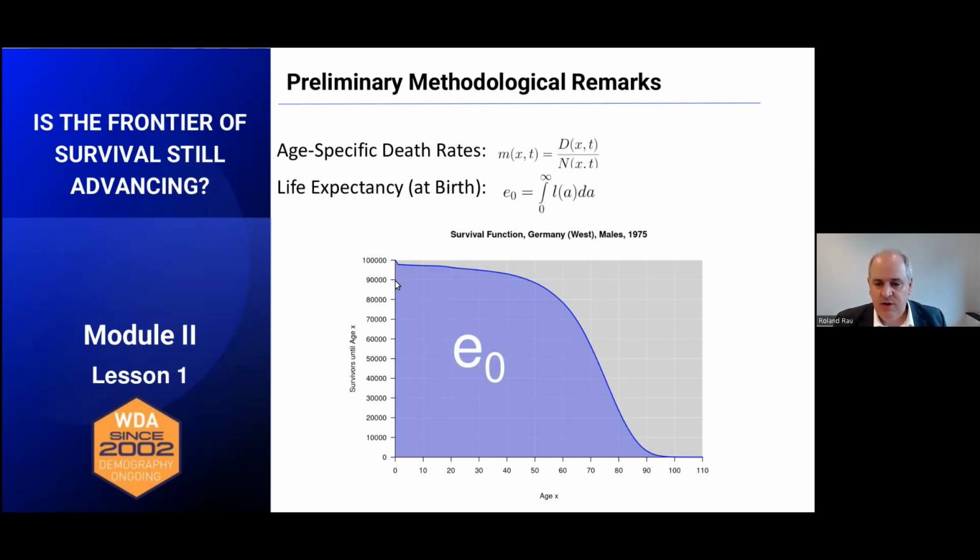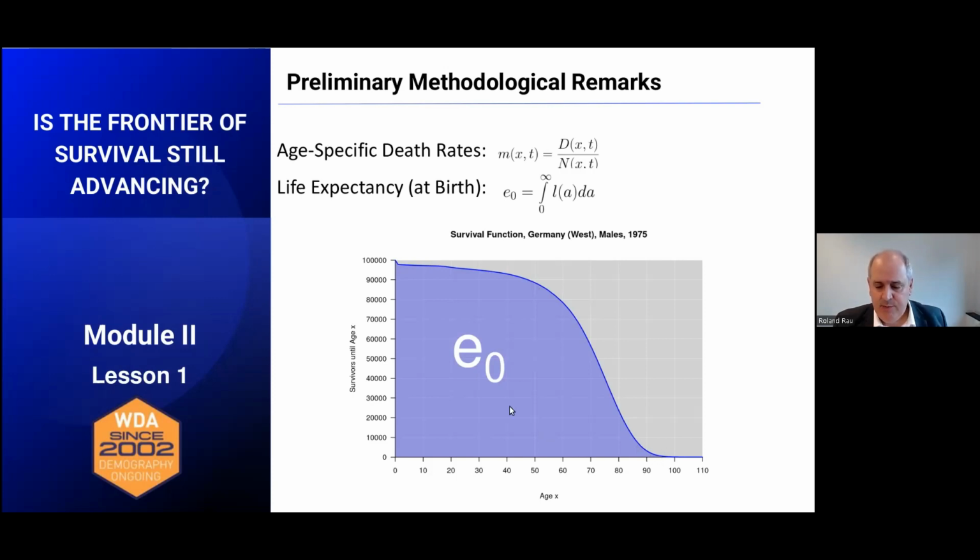So you see here, West German males, 1975. That's my birth year. If you look at this, you see that 90% survive until age 47, and very few people survive or survived beyond age 100.